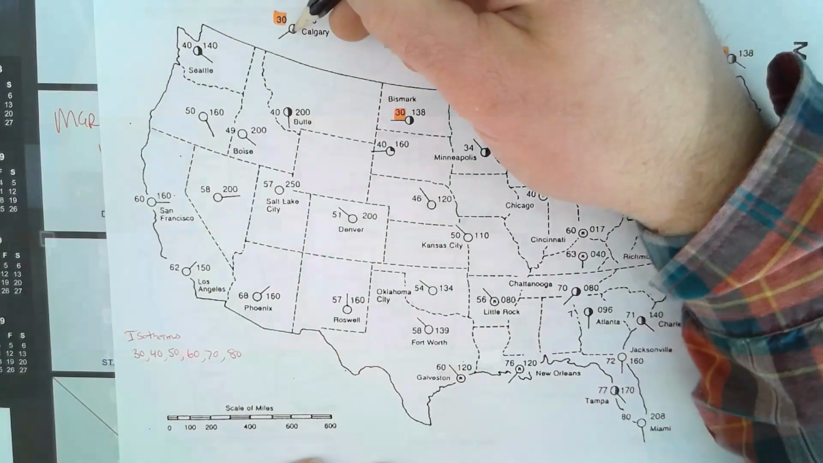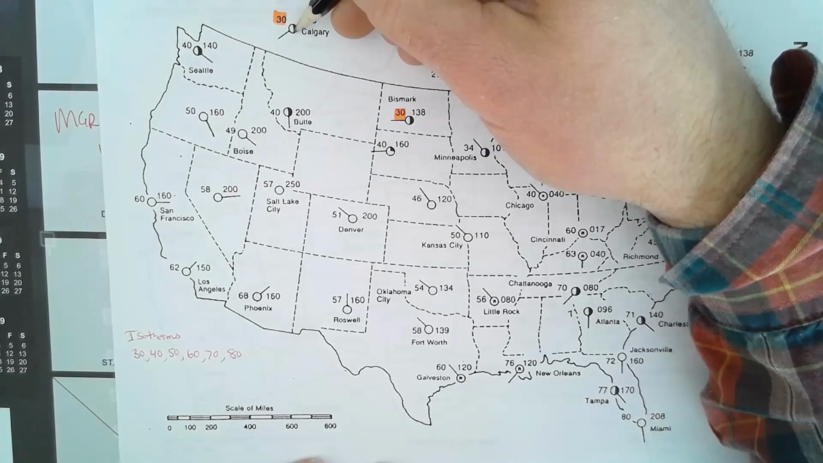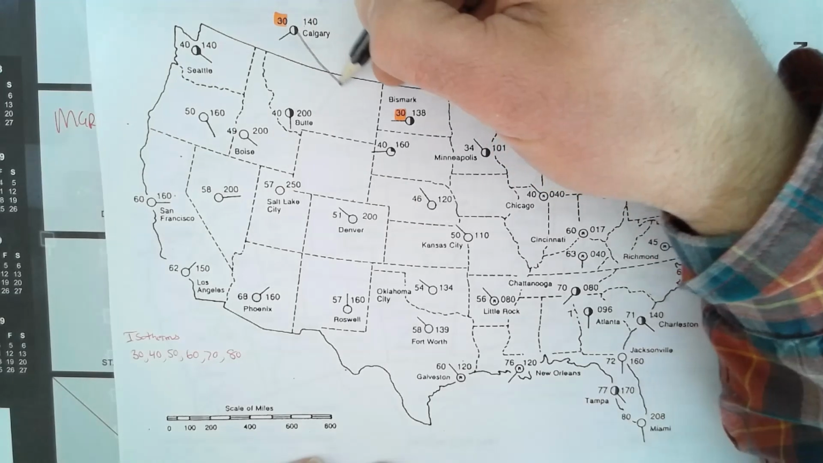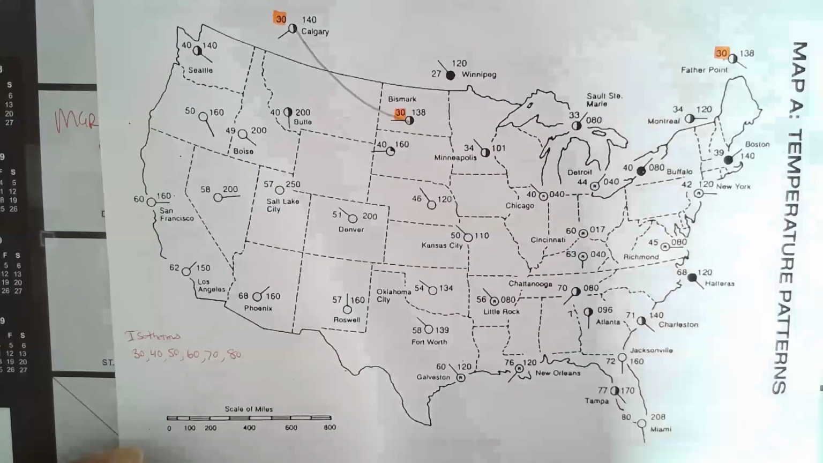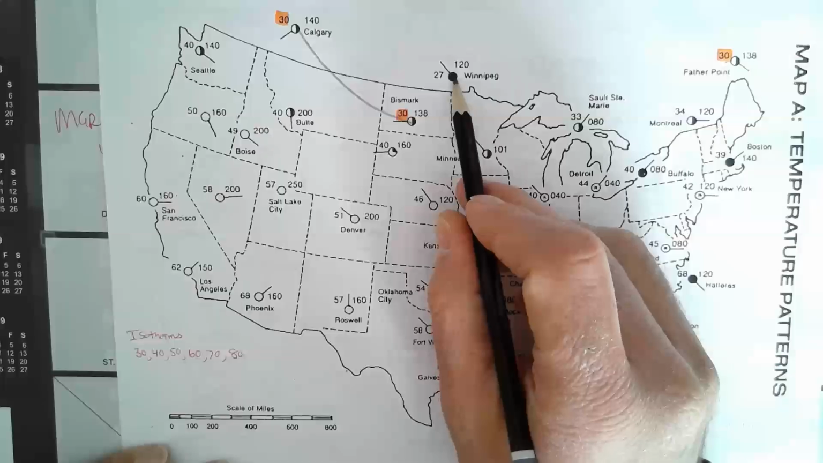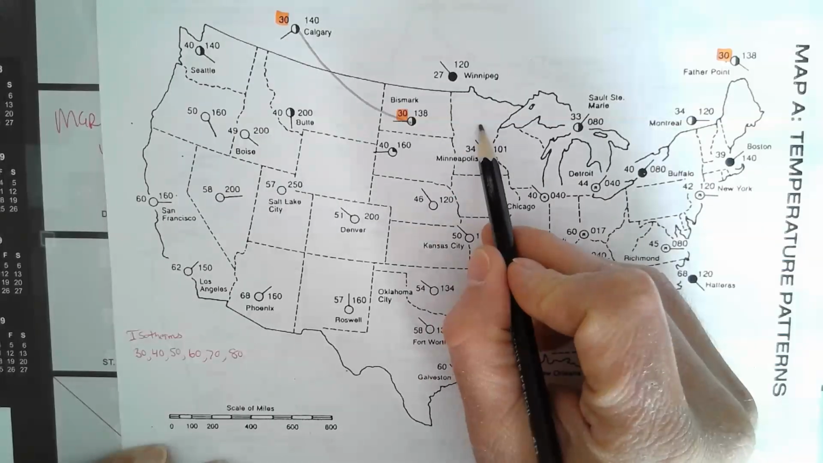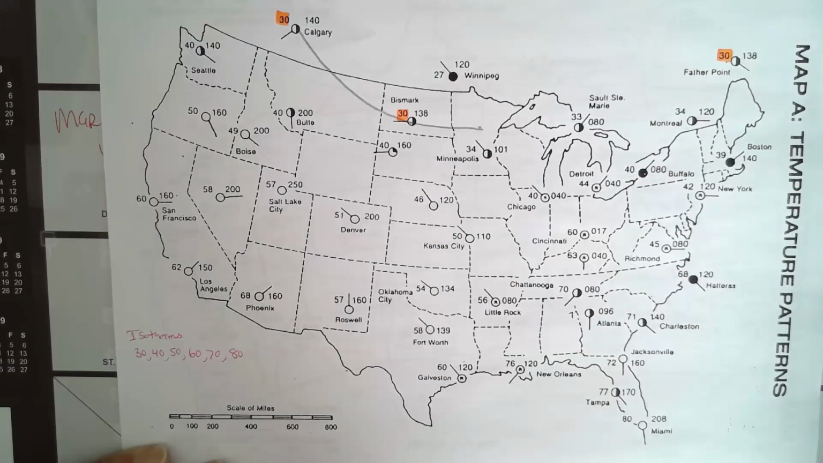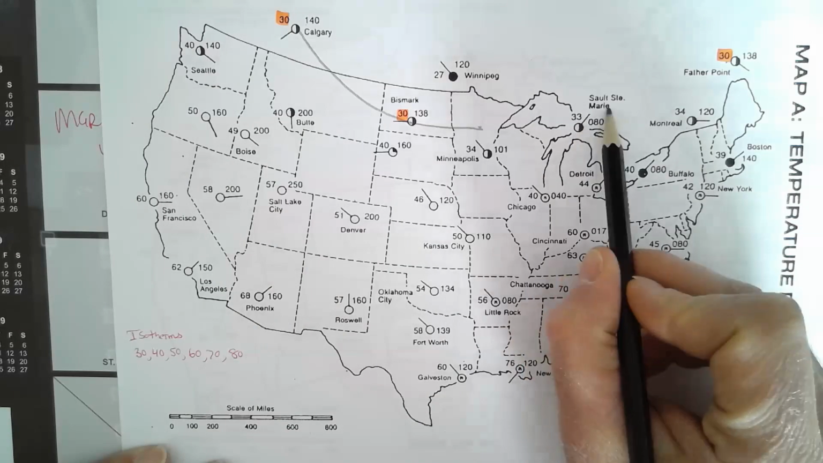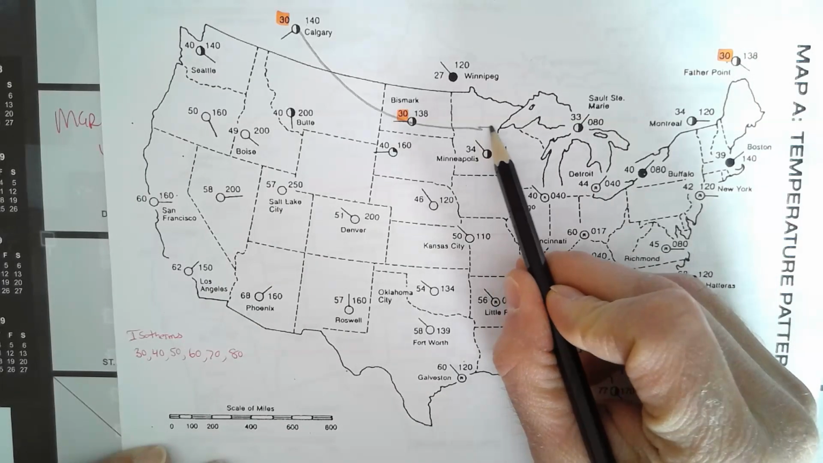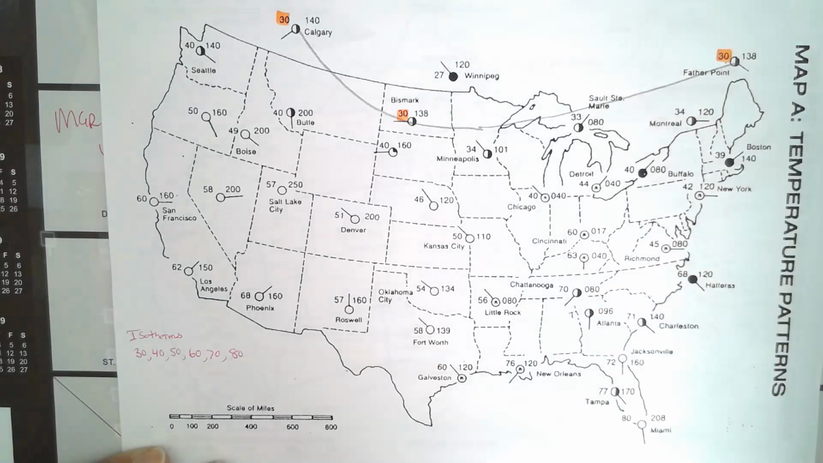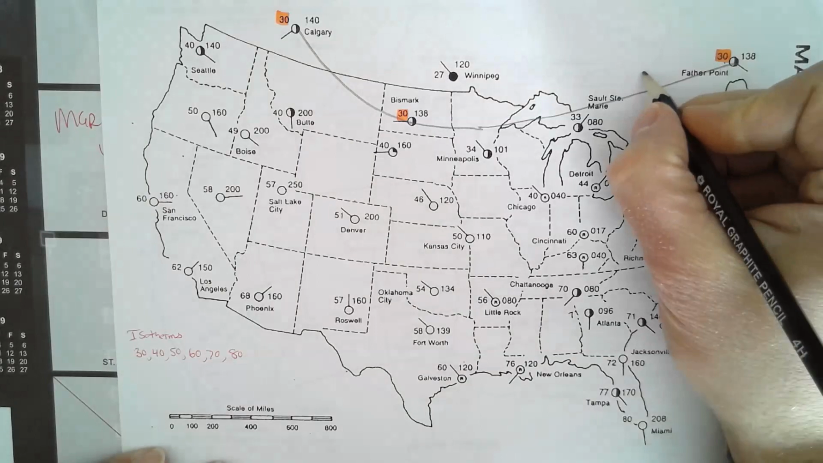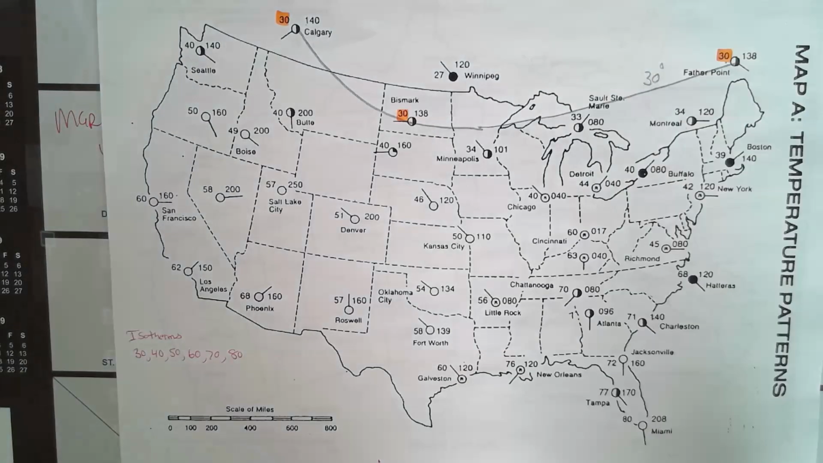When connecting isotherms on a map, especially with station models, make sure that you're connecting to the center of the station model. Between 27 and 34 would be 30, so I'm going to put a little dot there to show where 30 would be. I also see that Sault Ste. Marie is 33 degrees, so I'm going to be above that line and go all the way over until I get to the farthest point. Then I'm going to stop, and I'm going to label that as my 30-degree isotherm.